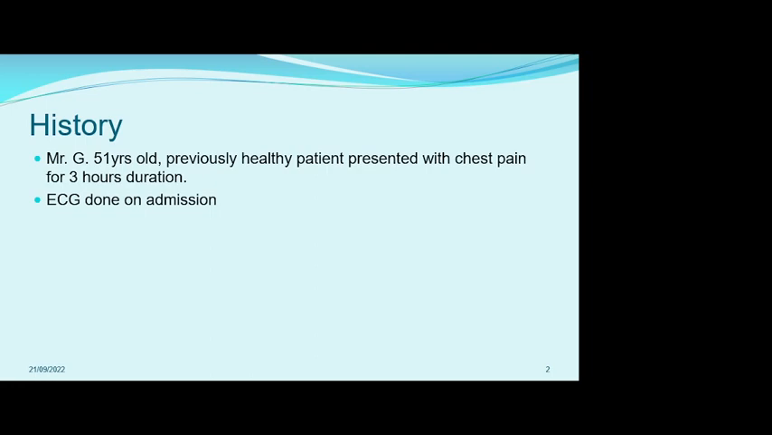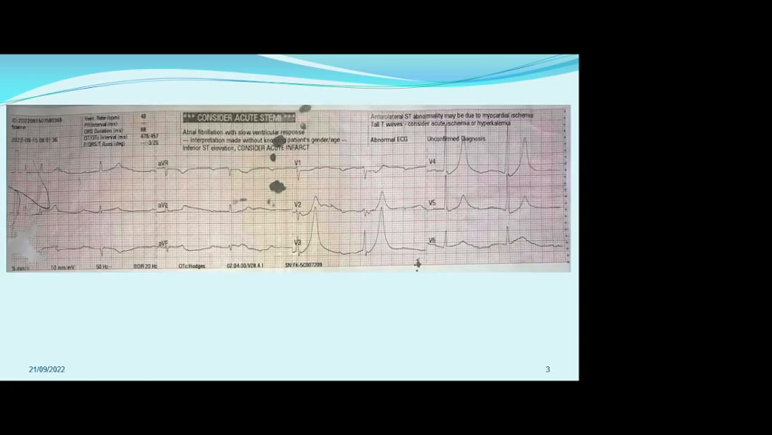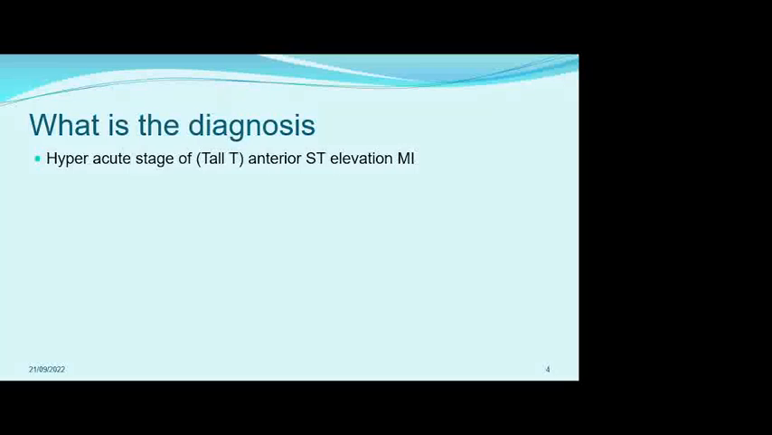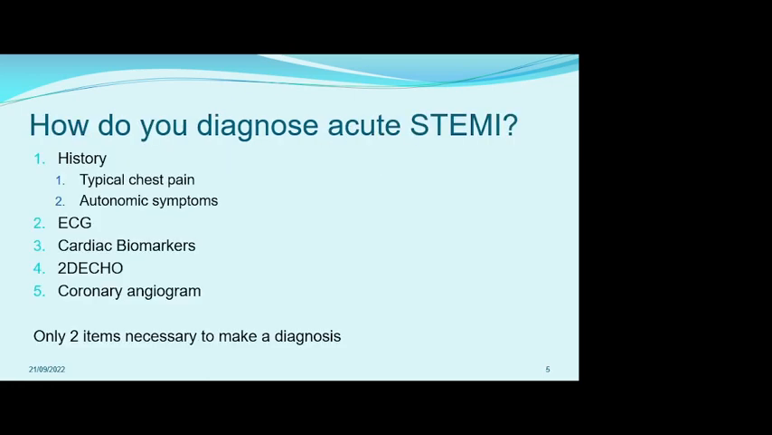Mr. G, 51 years old and previously healthy patient, presented with chest pain for 3 hours duration. And the ECG done on admission. This is a real ECG, so it's not as clear as textbook ECGs. What you see there, and you can find that the T waves are very tall T waves with chest pain. Actually, this is a hyperacute stage of anterior ST elevation MI. So this patient presented very early stage of MI and the ST is elevated.